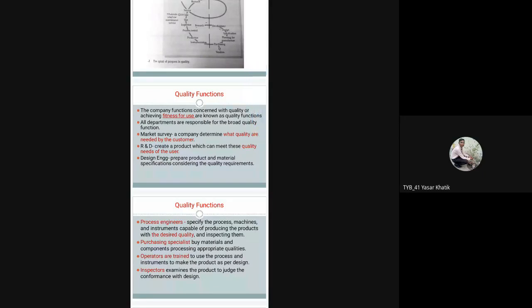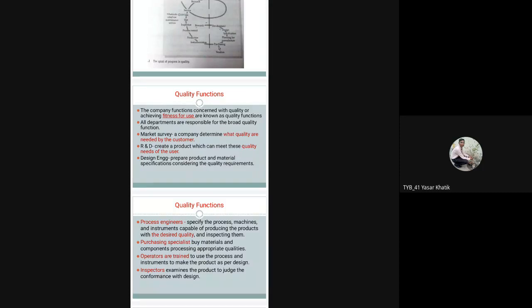So we have seen the quality functions earlier. It is just fitness for use. Just simply keep in mind, quality is nothing but we have to provide some conformance to our customer regarding the quality performance. So all departments are responsible for the broad quality functions, not only in making any product, not only the responsibility of the quality and inspection department regarding the quality of the product, but all the departments have the same type of responsibility regarding that particular product.